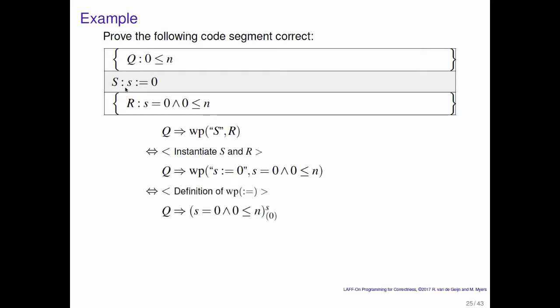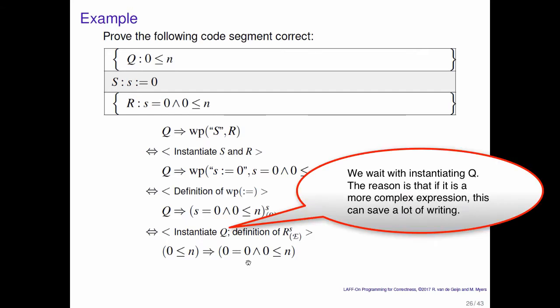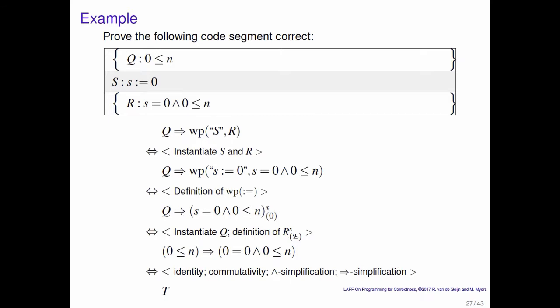We know that we need to take the postcondition s equals 0 and 0 less than or equal to n and replace every occurrence of variable s with the expression 0. When we do that, we get what's on the right here of the implication. S has been replaced by 0. And at this point we also go and instantiate q. And then we notice that through identity, commutativity, and simplification and implication simplification, this is true.